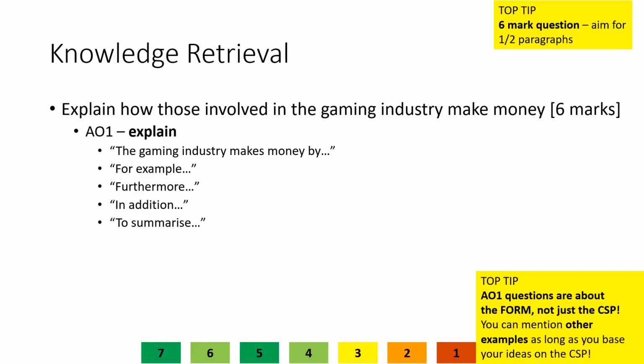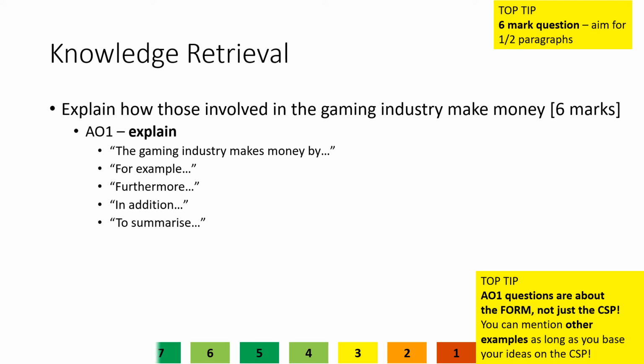To start off with, a knowledge retrieval task. This should take you about 8 to 9 minutes, and this is an explain AO1 question. Explain how those involved in the gaming industry make money. This is a reflection on the work we've been doing in the last week about the gaming industry. Explain how those involved in the gaming industry make money.